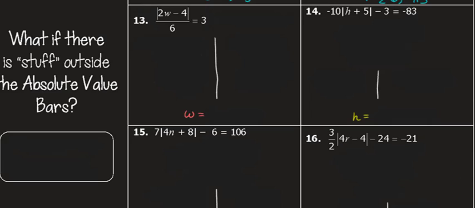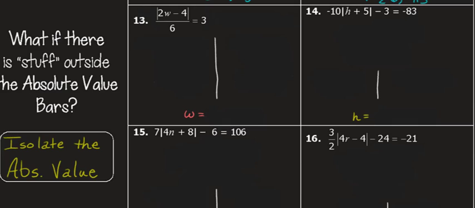What if there is stuff outside the absolute value bars? You will need to isolate the absolute value. Absolute value bars are an operation as well as a grouping symbol. So in terms of order of importance, it is as important as parentheses. However, these bars do not behave like parentheses. You can never distribute through absolute value bars.